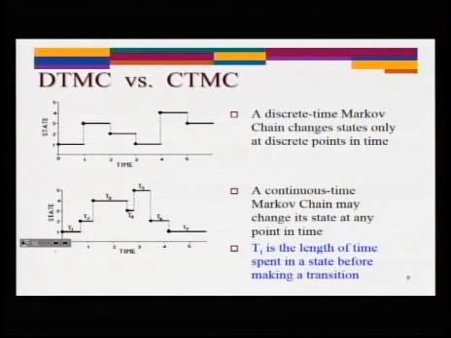Okay, here, if I say t sub i is the length of the time spent in a state before making a transition into a different state, then t sub i has the exponential distribution. Okay? So in other words, in a continuous time Markov chain, the state transitions may occur at any point in time, and the time between transitions is exponentially distributed. Okay?